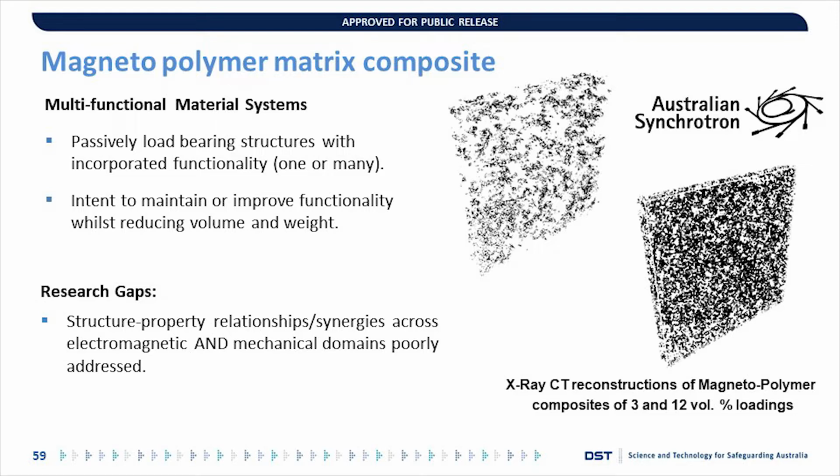On the right, you can see a sample of our composite that we've produced that has had X-ray topography taken at the Australian synchrotron, showing the distribution of the ion loading in the composite structure. There's been quite a bit of a research gap in the relationship between the structural performance and the electromagnetic domain, and this is poorly addressed.